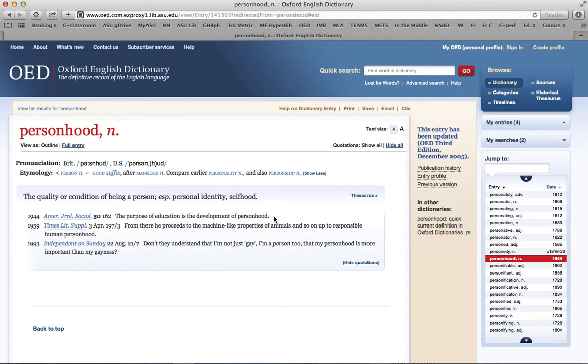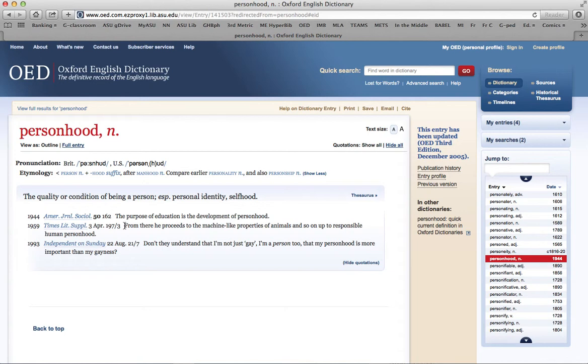So when you're using this dictionary, particularly for this assignment, think to yourself, if you read that sentence, what is your understanding of the word personhood? What does it mean there? So in this case, you might think, okay, the purpose of education is the development of personhood. So that means personhood is something that's formed out of education, right? So you can kind of reverse engineer the meaning of the word from reading the sentence. Okay. Let's take a look at the next entry in 1956.